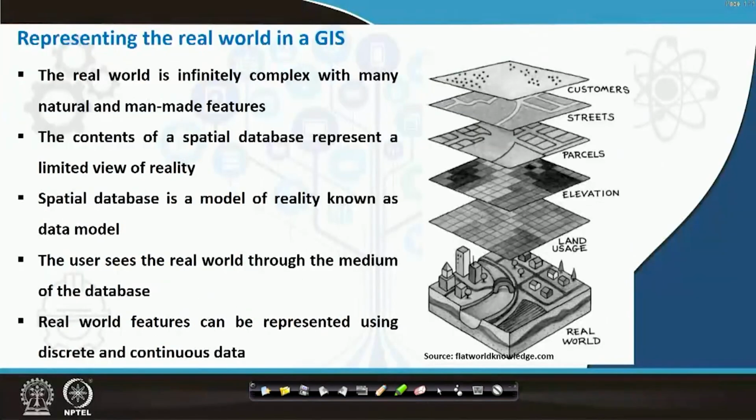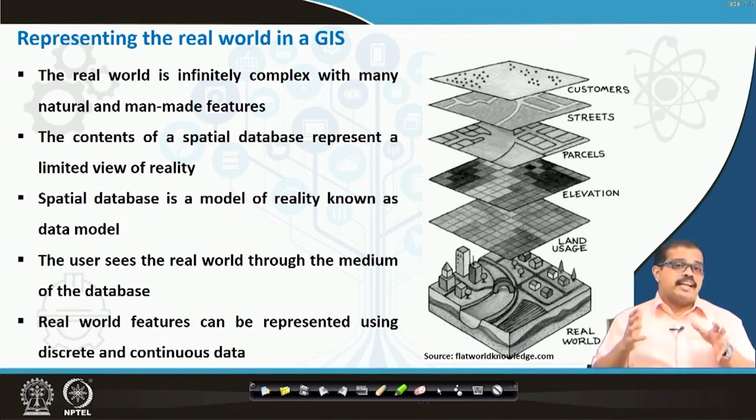Now, in the previous week we understood what a representation of the real world means. The real world is infinitely, extremely complex. It has natural resources, it has all the changes made by man, and various features that have been completely changed by man. But how do we represent it? We can represent each of these aspects in the data model as entities.